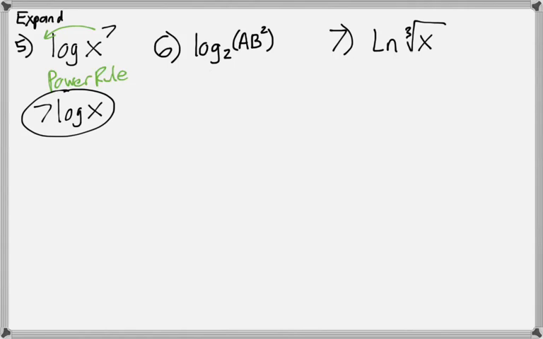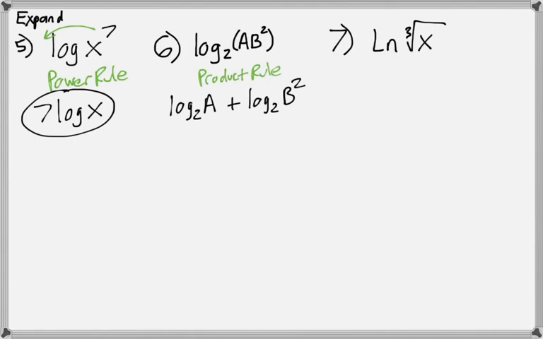For 6, I have log base 2 of a times b squared. So I have two different things that I'm multiplying on the inside of a logarithm. And because of that, I'm allowed to expand it into an addition problem between two different logarithms. And that's because of the product rule. So I'm going to separate this into log base 2 of a plus log base 2 of b squared.